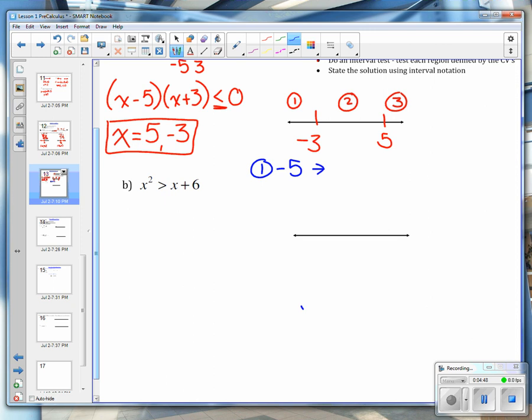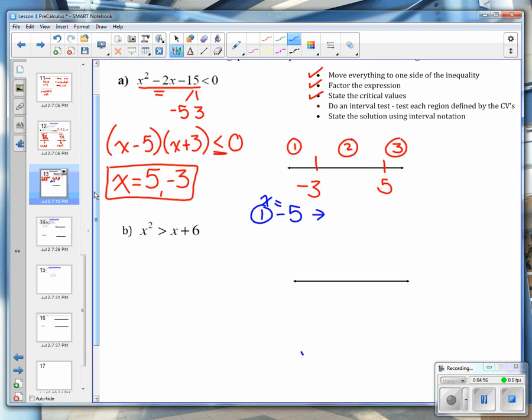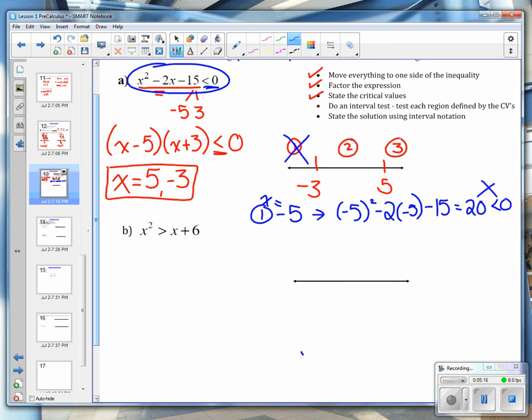If I choose x is equal to negative 5, now what I can do is plug that back into my original equation. So I've now got negative 5 squared minus 2 times negative 5 minus 15. And that's going to give me 20. And I want to see, is that less than 0? Well, it's not less than 0. So therefore, this is not a solution. So my solution set doesn't go there.